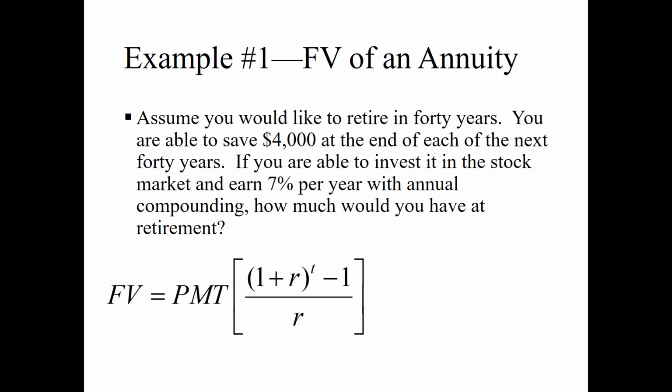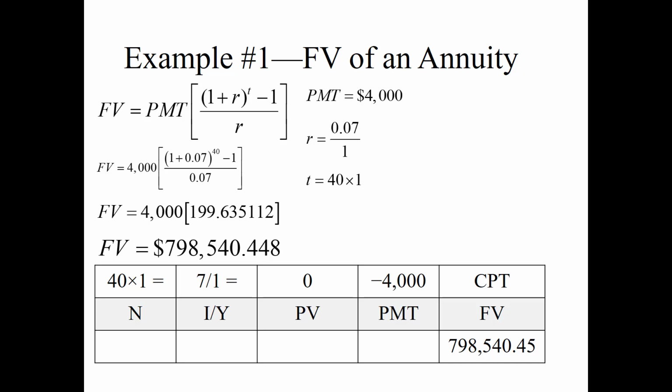And so our inputs are going to be that our payment is equal to $4,000, that's our annuity. Our T is going to be equal to 40 times 1, and our R is going to be that periodic rate, or in this case 7% per year. And so here we see the formula version and also our inputs, and then our layout for our time value of money functions on our calculator.